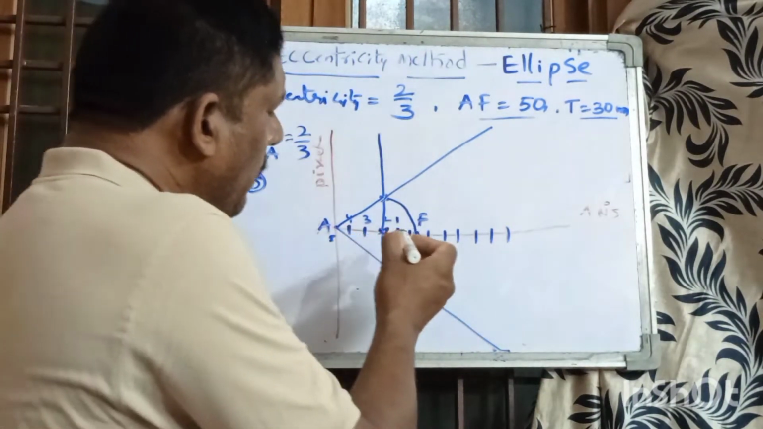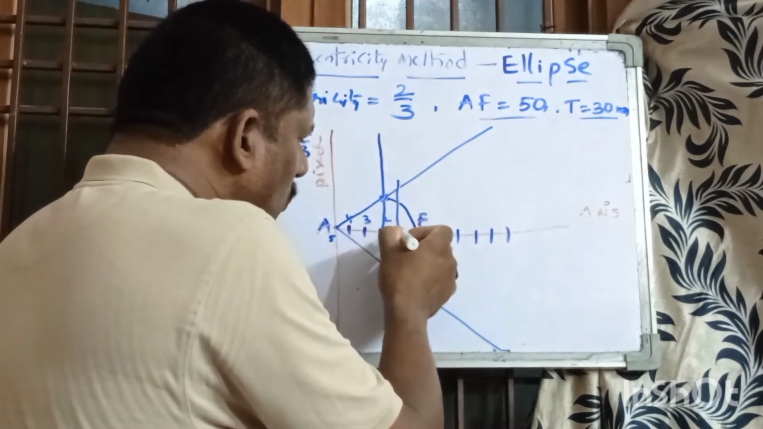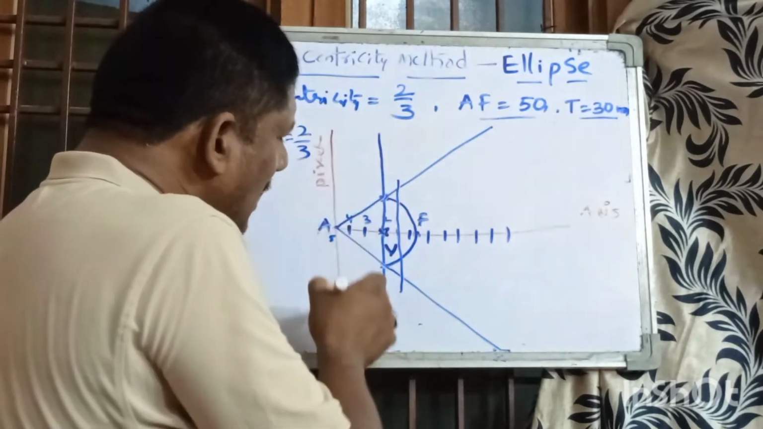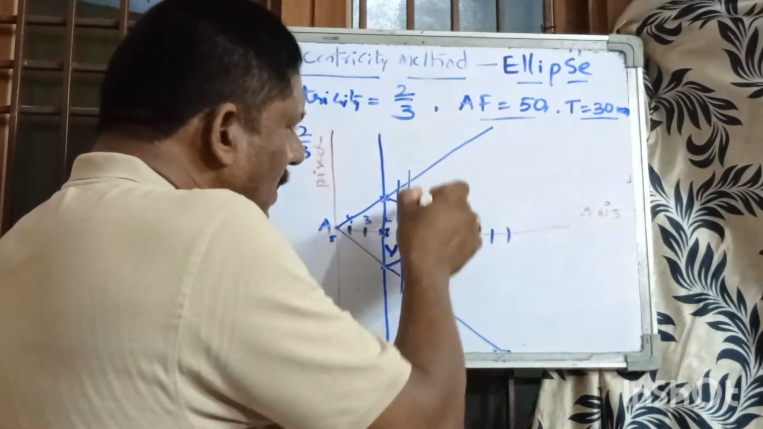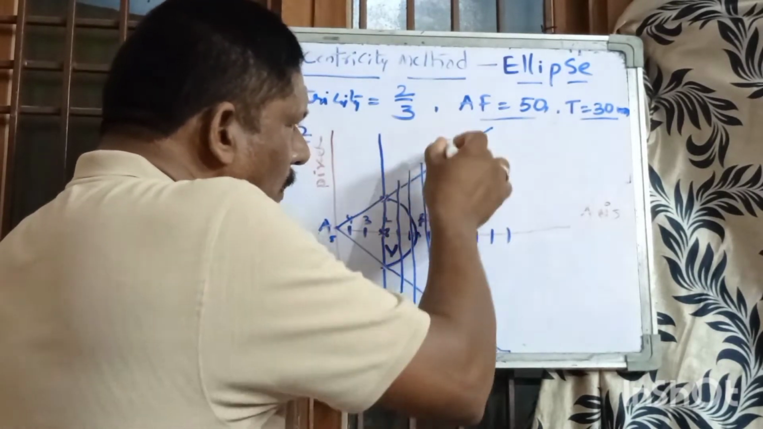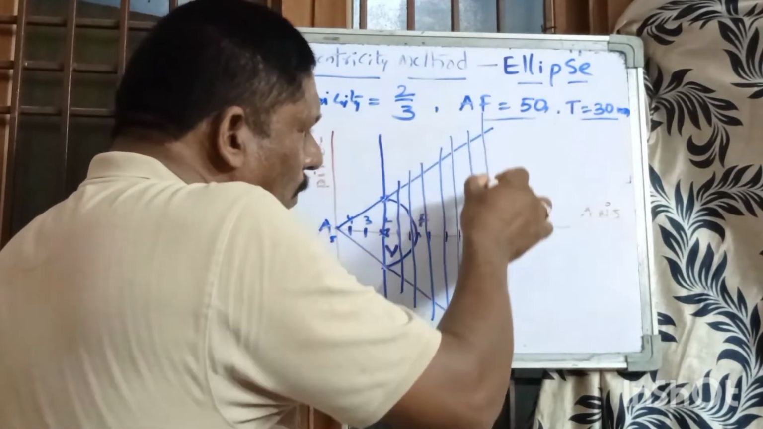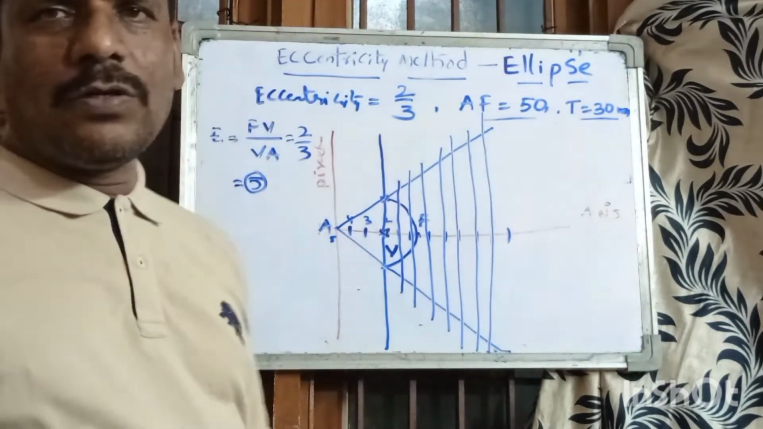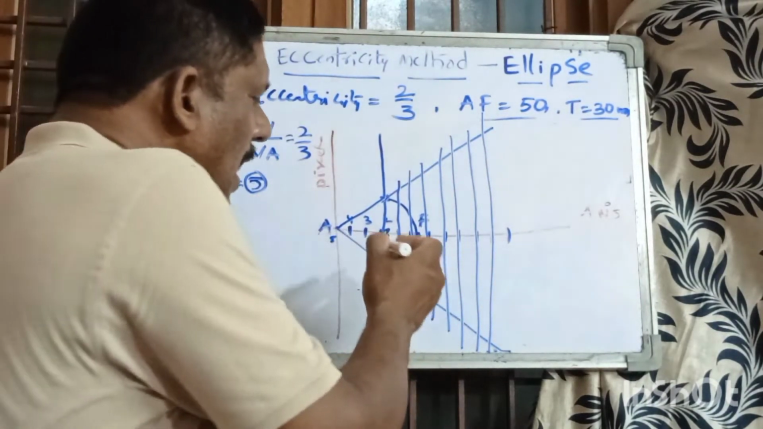So first point, suppose first point is there, draw the vertical line. It should be parallel to the vertical axis line or directrix line, and from the second point draw the vertical line, from the third all the parallel lines, and fourth line, fifth line, sixth line, like that you go up to the end of the ellipse. So all the vertical lines you project, and give the numbering.